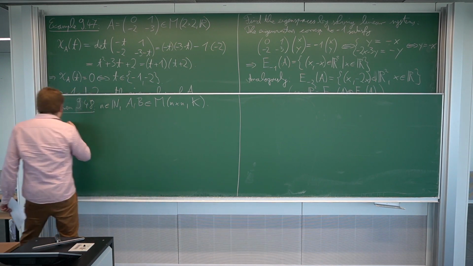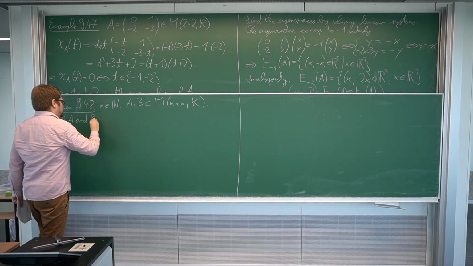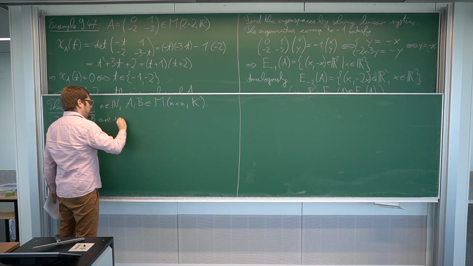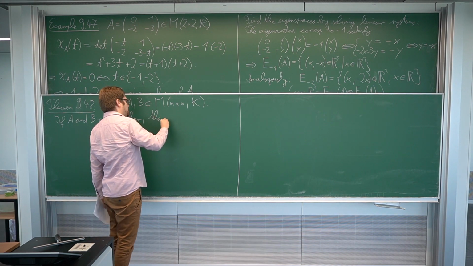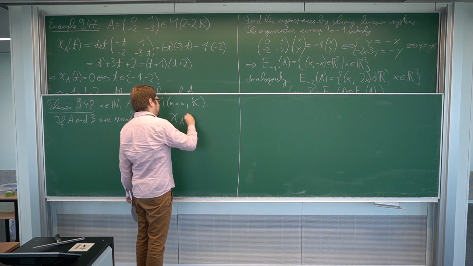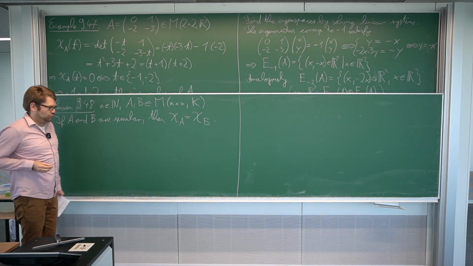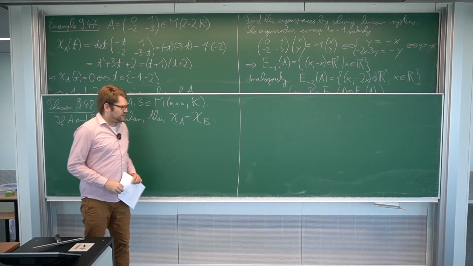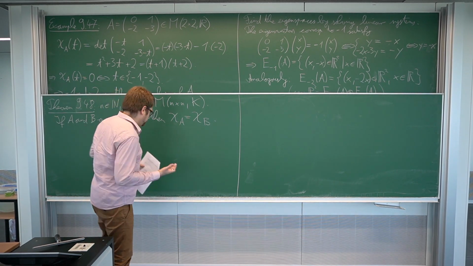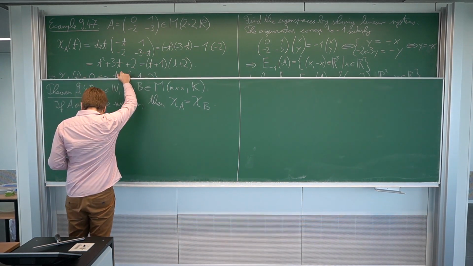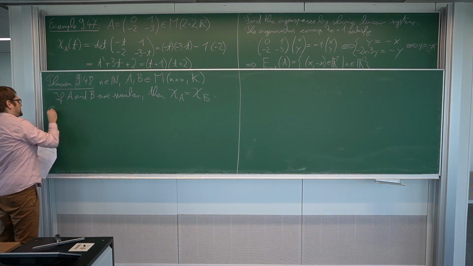And so the result we need: if A and B are similar, then the characteristic polynomials coincide. And this is not that hard to show, because we've seen that similar matrices have the same determinant. And the characteristic polynomial is given as a determinant, so we just need to make one little computation to see that this works out. Namely the following.